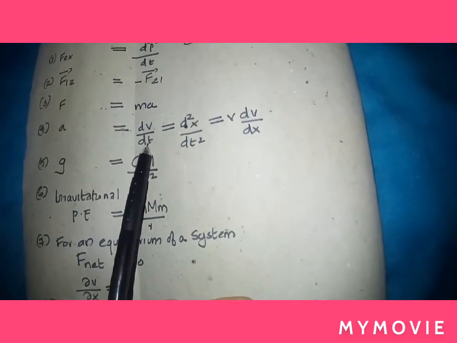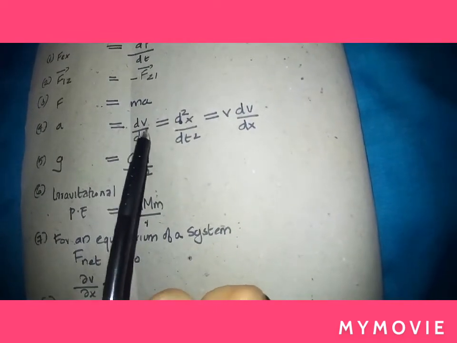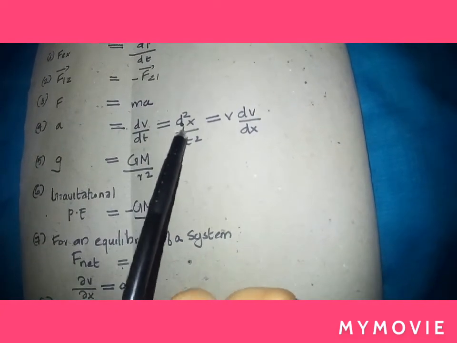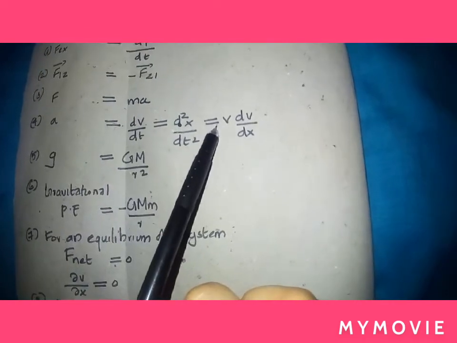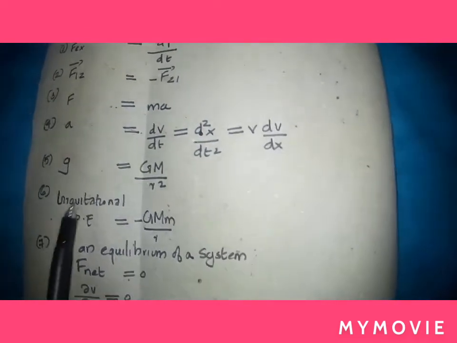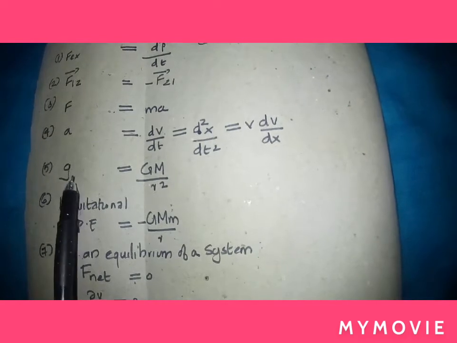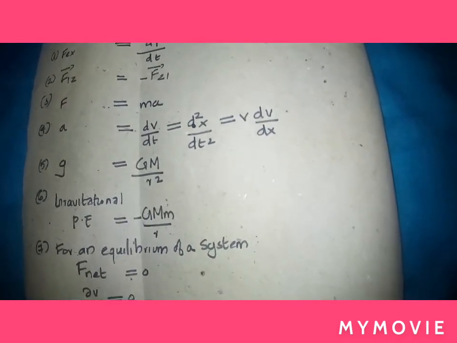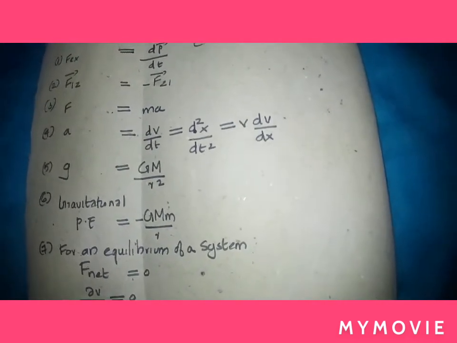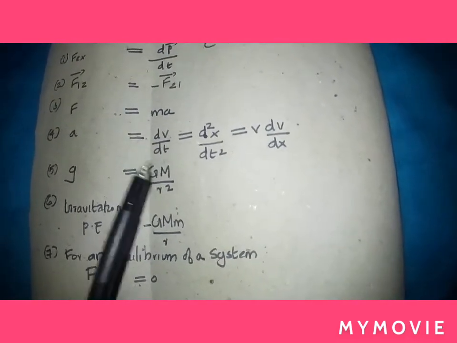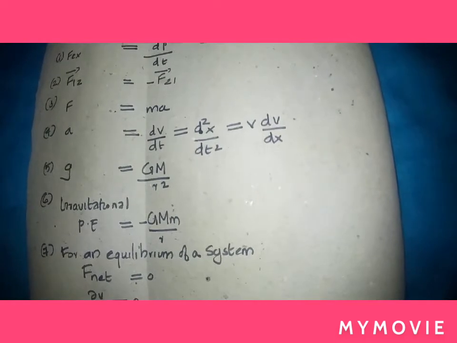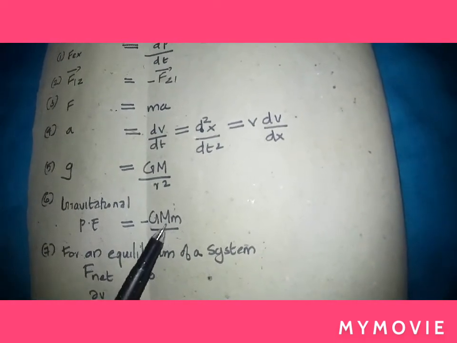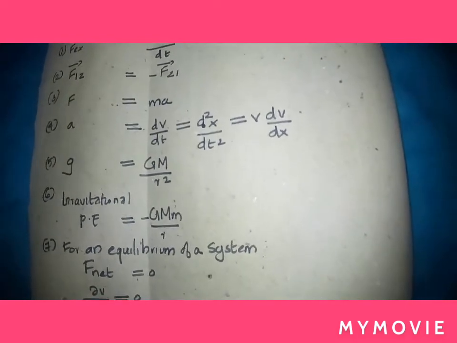Acceleration is equal to dv by dt, the derivative of velocity with respect to time, and that is also equal to d square x by dt square, which is also equal to v into dv by dx. Acceleration due to gravity g is equal to capital G into capital M by small r square, where capital G is the gravitational constant, and M is the mass of the body or mass of the planet. Gravitational potential energy is equal to minus GMm divided by r.